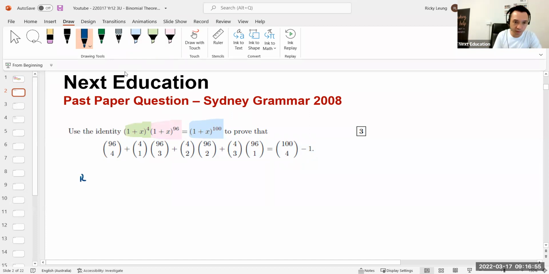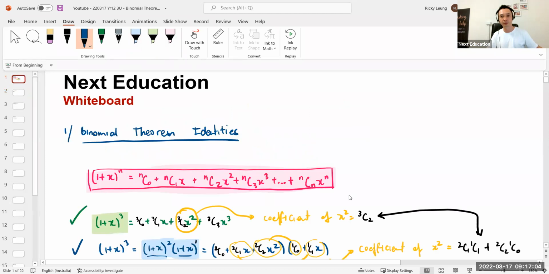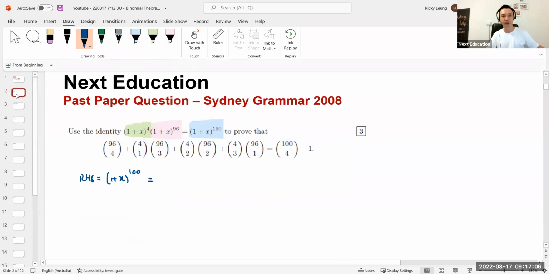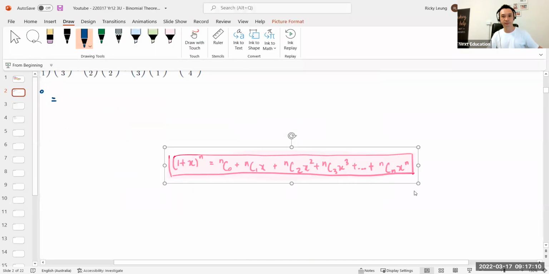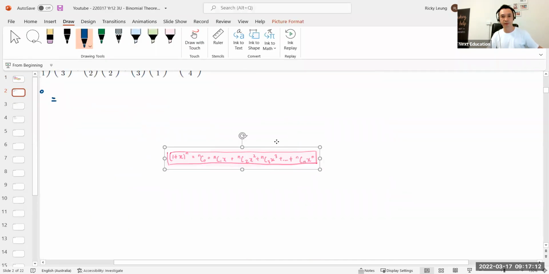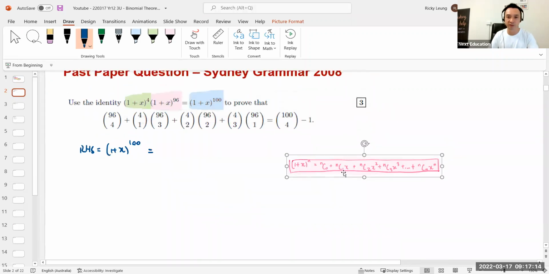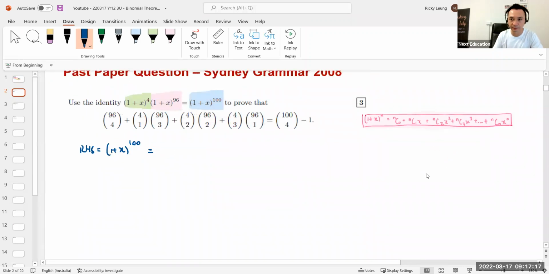So the right-hand side here equals (1 + x)^100, right? And using my combinatoric expansion, I'll be referring to it, so why don't I just copy and paste that as a picture so I can shrink it. Almost like pocket size, right? So pocket size over here. So that pink box is what I'll be referring to.